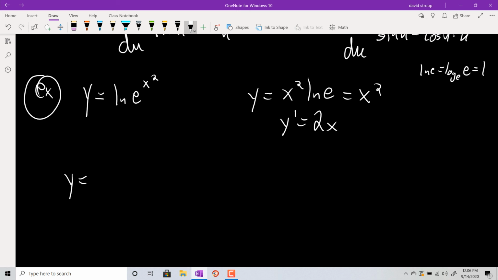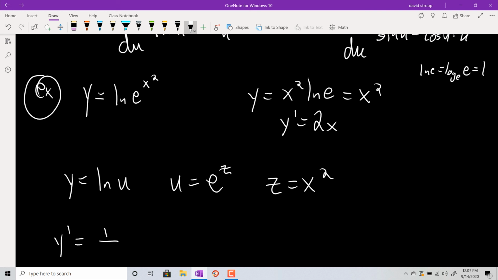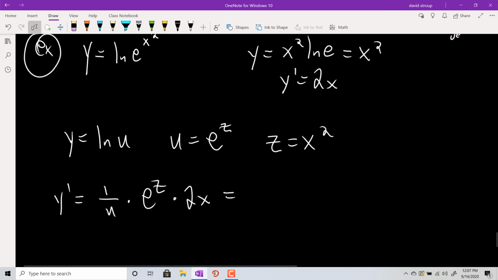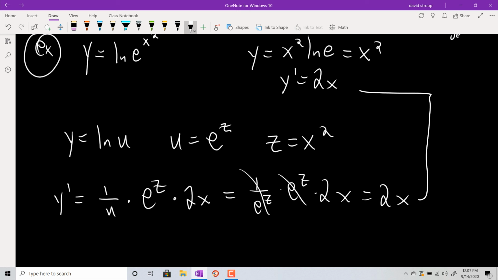So here we go. y equals the ln of u, and u equals e to the z, and then finally z is x squared. Okay? So y prime, we know then, is the derivative of ln of u, which is 1 over u, times the derivative of u. The derivative of e to the z is just e to the z, and then the derivative of x squared is just 2x. And then we start back subbing. Let's put in u, so we have 1 all over e to the z times e to the z times 2x. Clearly, 1 over e to the z times e to the z is just 1, so you end up with the answer 2x, which is what they have here anyways. Okay.